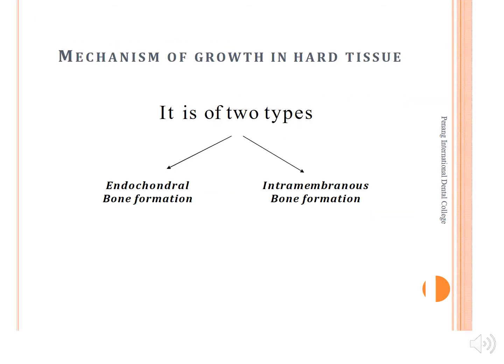So for the mechanism of growth in hard tissue, the process of bone formation is called osteogenesis. This bone formation takes place in two ways. Firstly is the endochondral bone formation, and secondly the intramembranous bone formation.